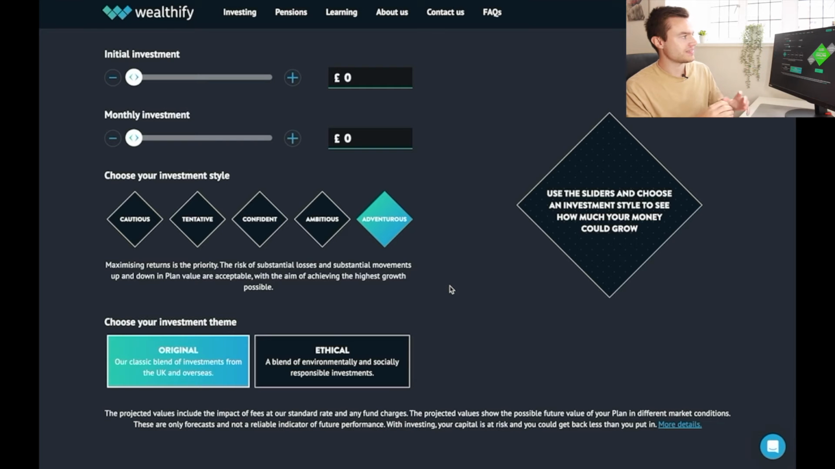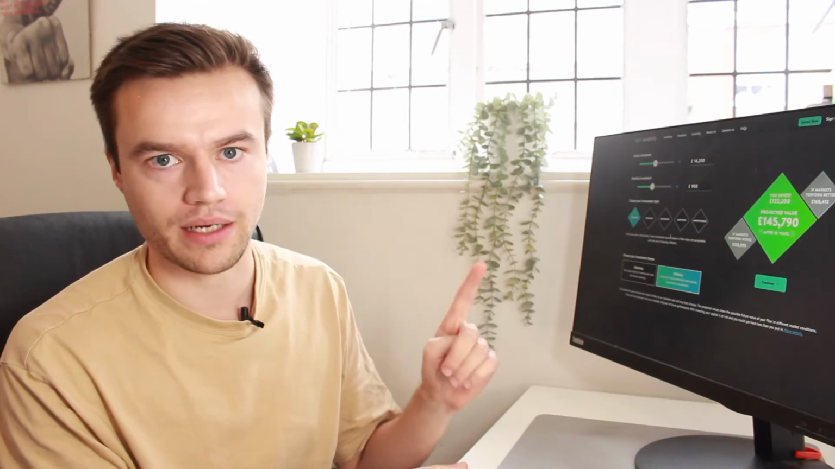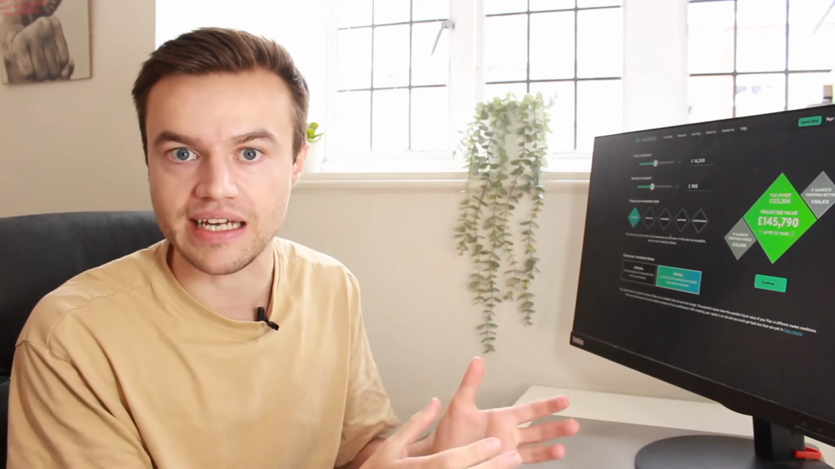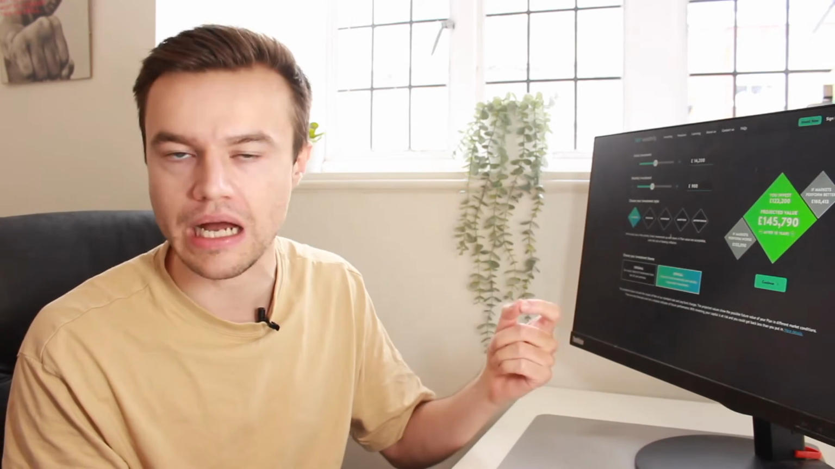And overall, Wealthify has a very simple robo-investing proposition in terms of choosing your account, choosing your investment style, choosing your investment theme. And the great thing about Wealthify's platform is that the minimum investment level is only £1. Other platforms such as Nutmeg and Money Farm have a £500 minimum investment, whereas Wealthify have just £1 as the minimum investment, which makes it really easy, not just to set up the portfolio, but to test it out for beginner investors to put a small amount of money in.